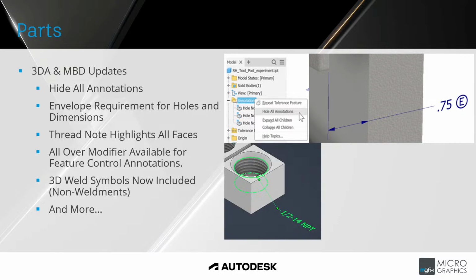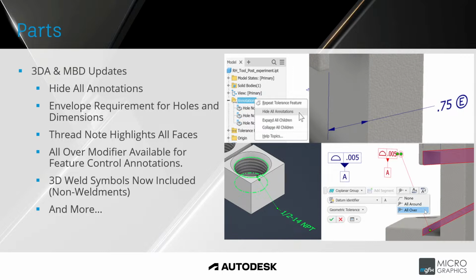Thread notes, now when you select a thread note annotation, it will highlight all of the faces that were created for that thread. So if you had a counter bore and you grabbed that note, it would highlight the entire counter bore surfaces.